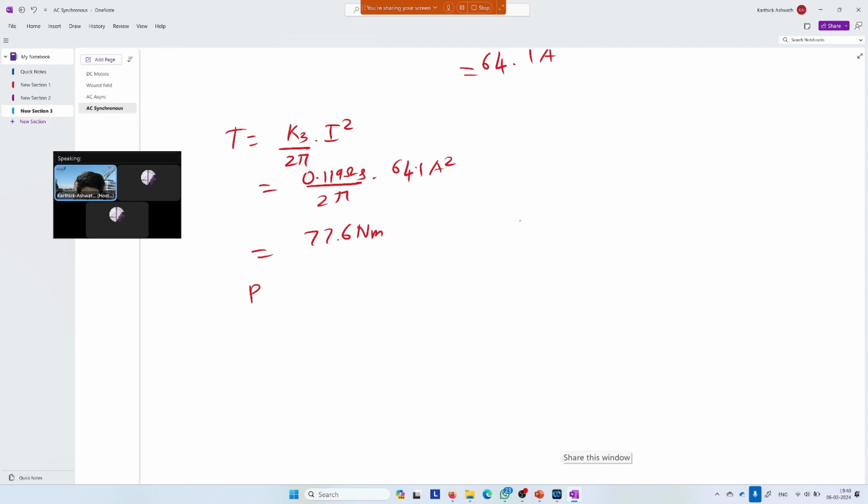So P equals 76.6 Newton meter multiplied by 1650 by 60 into 2 pi. So this will give you the power.